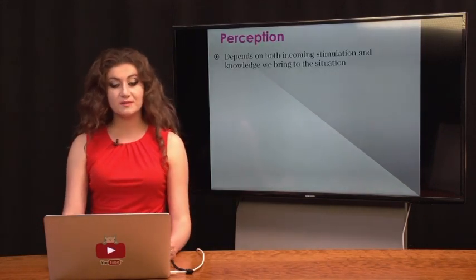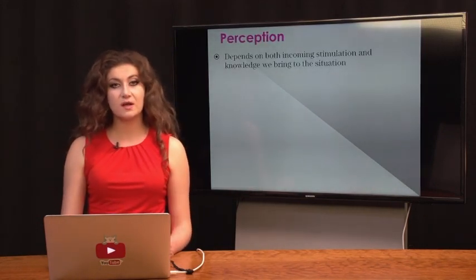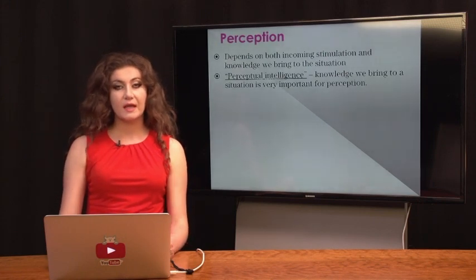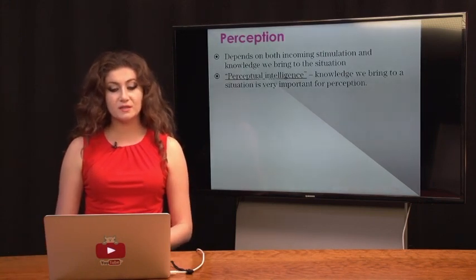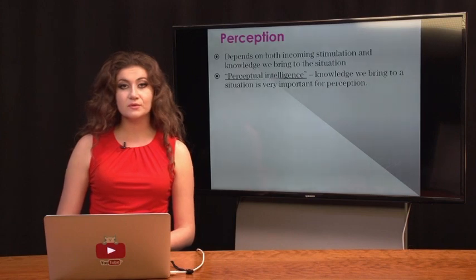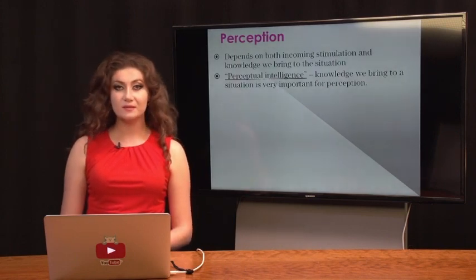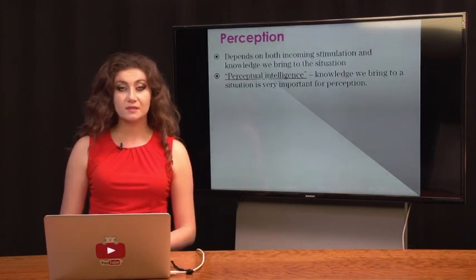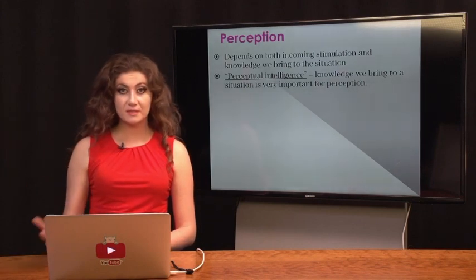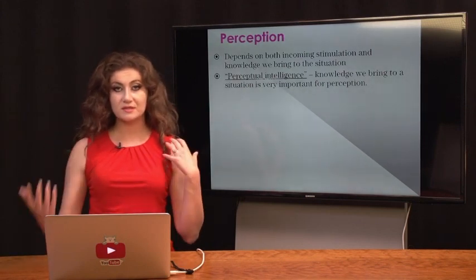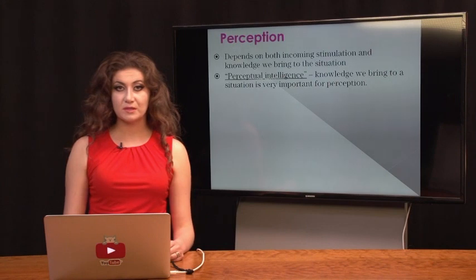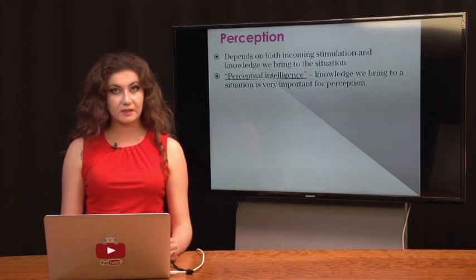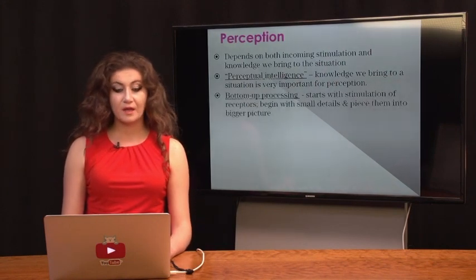So perception depends on both incoming stimulation and knowledge that we bring to a situation. And this is what we call perceptual intelligence. This means that someone who is looking at something that they've never seen before will perceive that object differently than someone who actually does know what they're looking at. So perception differs in terms of the amount of information the viewer has when perceiving it.